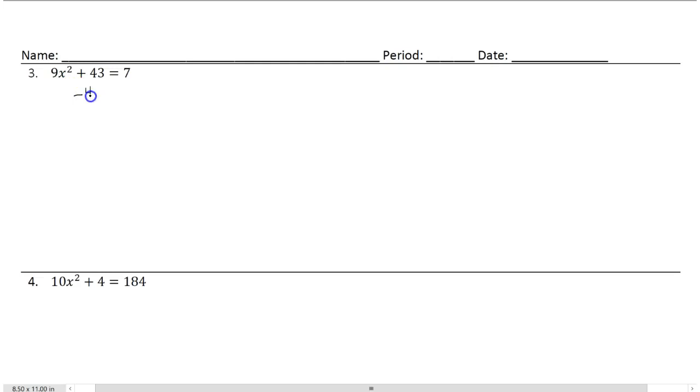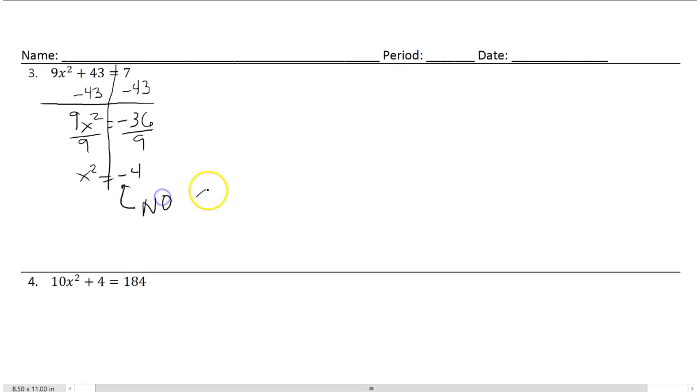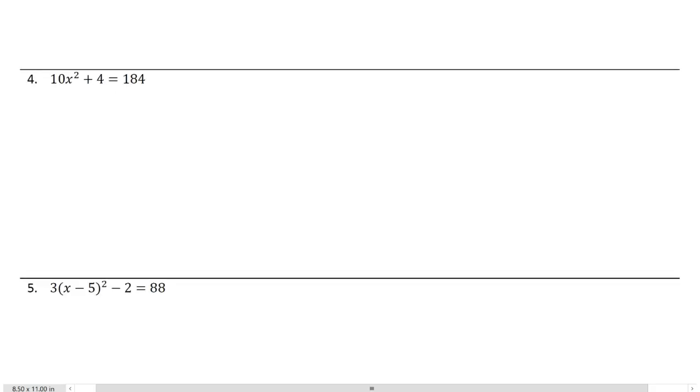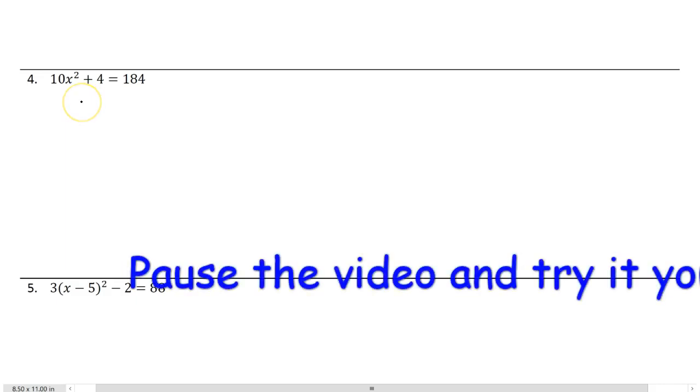In the next example, subtract 43 from both sides. Now divide both sides by 9. We now have x squared equals a negative 4. No perfect square ever equals a negative, so there are no solutions. Whenever you get to the point in the equation where the x squared equals a negative number, there will be no solutions. Now pause the video and try the next one yourself.